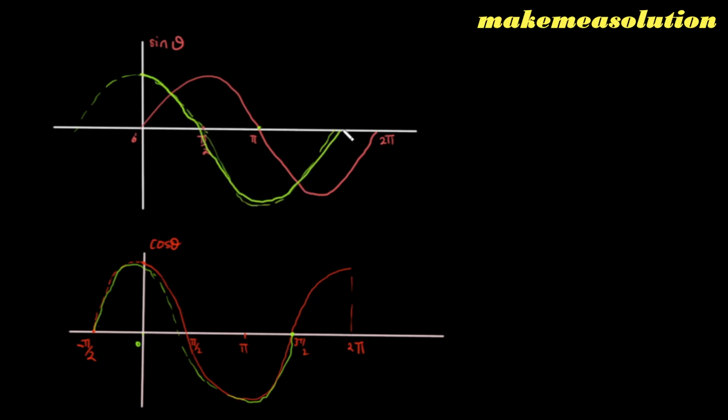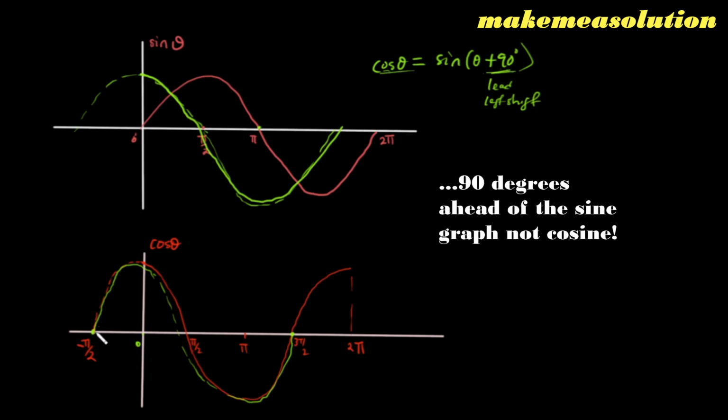So your cos theta is sine of theta plus 90 degrees. Now this plus 90 degrees means, just like I explained, a lead or a left shift. Okay, so the cos graph leads the sine graph by 90 degrees. It's 90 degrees ahead of the sine graph. So the cos graph is going to reach its maximum point 90 degrees ahead of the sine graph. I hope you understand that.